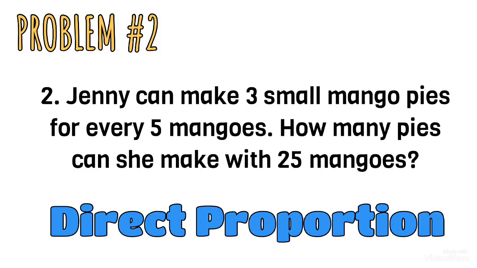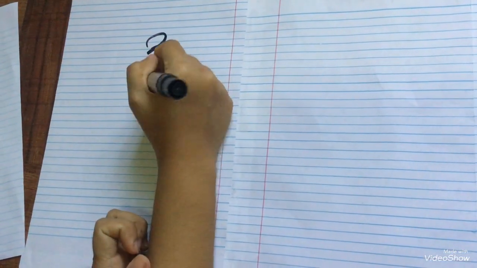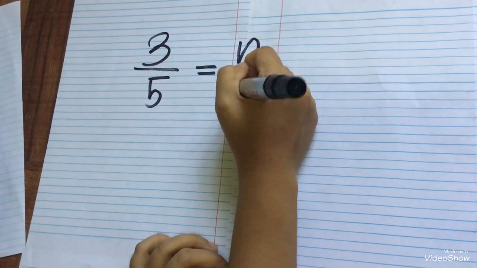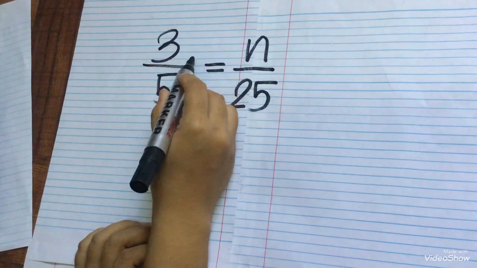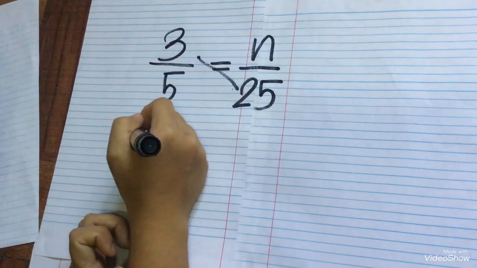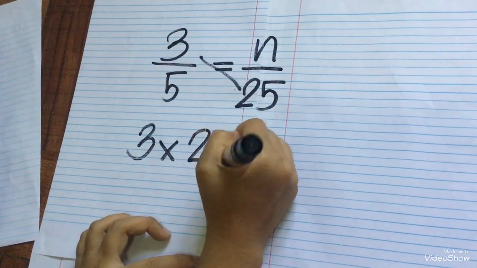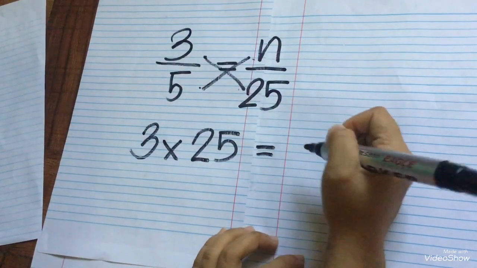Problem number 2. It is a direct proportion because as the number of mangoes increases, the number of small mango pies increases as well. 3 is to 5 is equal to n is to 25. We're going to use cross multiplication to find the missing number. 3 times 25 is equal to n times 5.